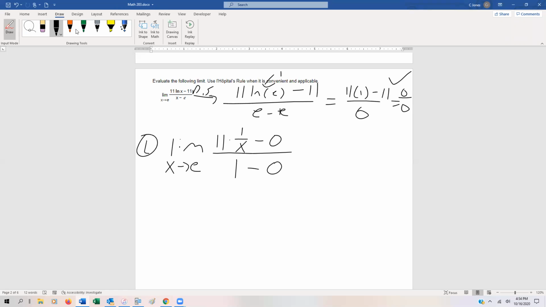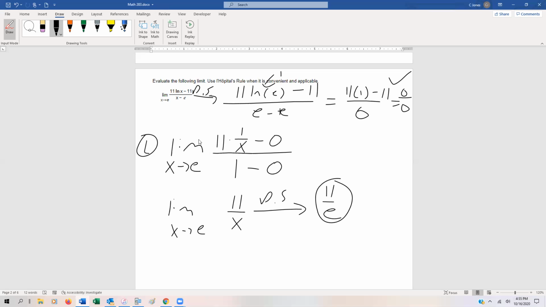And wouldn't this just simplify into 11 over x? So this is now the limit as x approaches e of 11 over x. And by direct substitution, that is 11 over e. The only other way to verify the solution is, we can't factor it, we can't rationalize it, we can't go through and do any of the techniques that we've learned before. So L'Hopital's rule is the only way to work with this, but we can check it using a calculator.